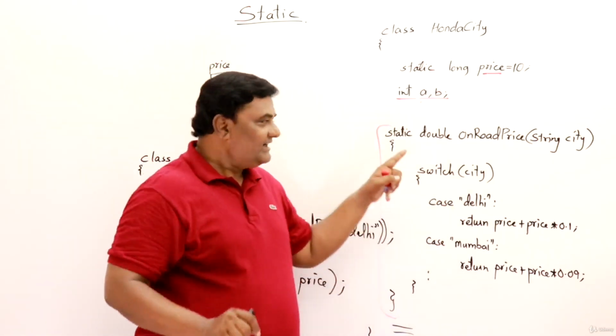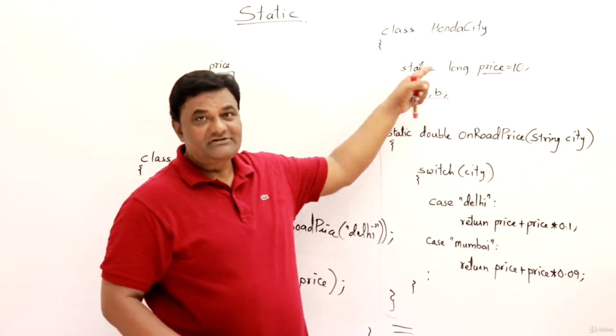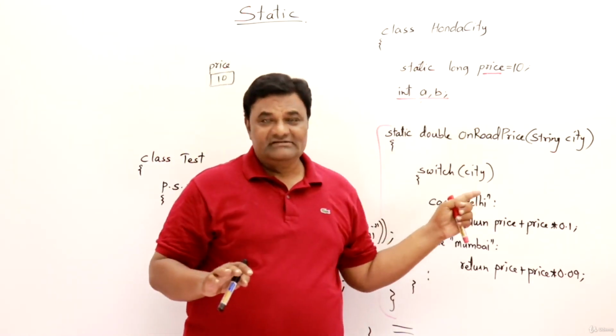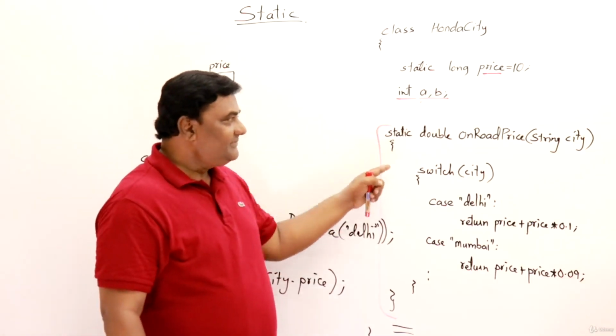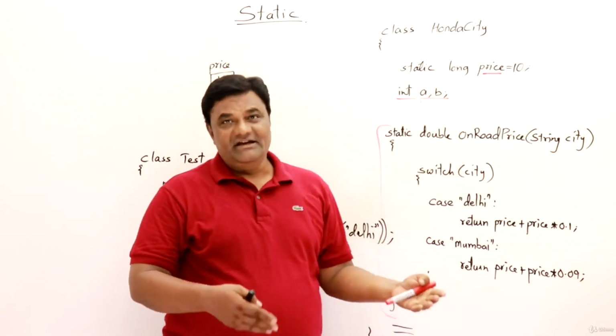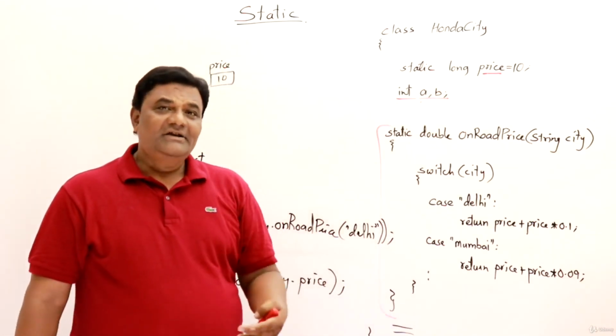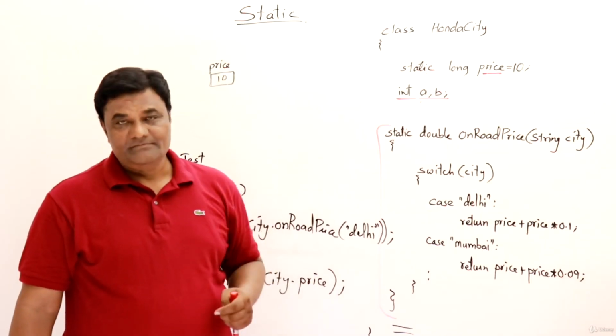So let me repeat the points. Static methods can access only static variables or other static methods of a class. They cannot access non-static members. And these static methods belong to a class. They can be accessed using the class name. They can be accessed using objects also.